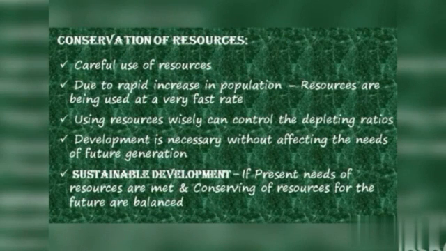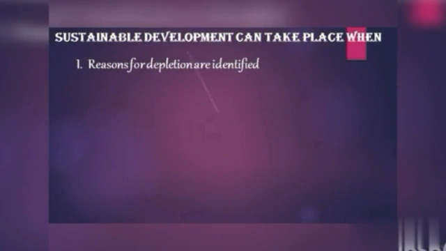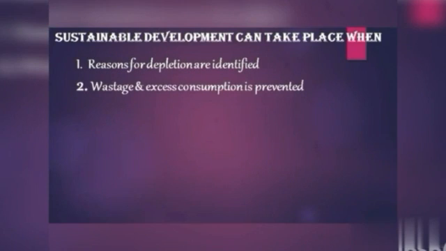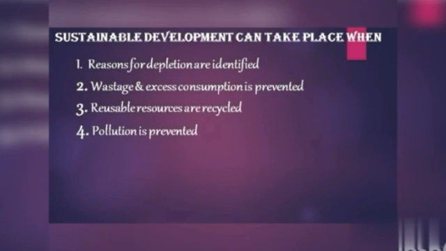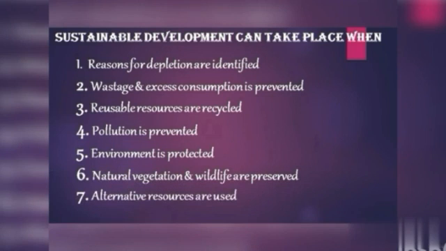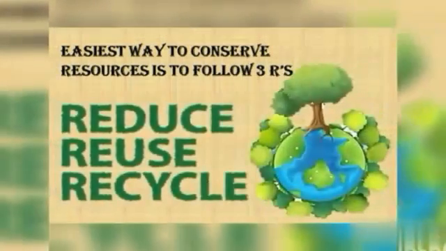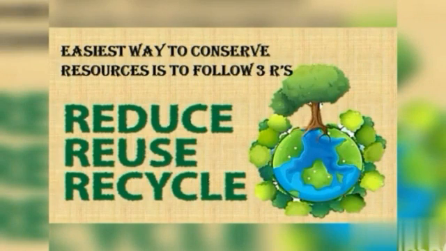Sustainable development can take place when, first, the reasons for depletion are identified. Second, wastage and excess consumption are prevented. Third, reusable resources are recycled. Fourth, population growth is controlled. Fifth, the environment is protected. Sixth, natural vegetation and wildlife are preserved. Seventh, alternative resources are used. The easiest way to conserve resources is to follow the 3 R's: reduce, reuse and recycle.